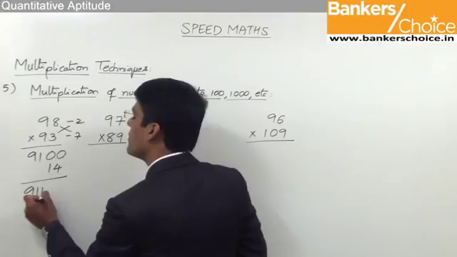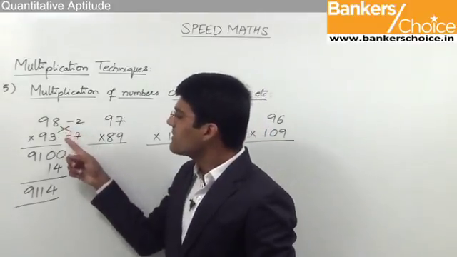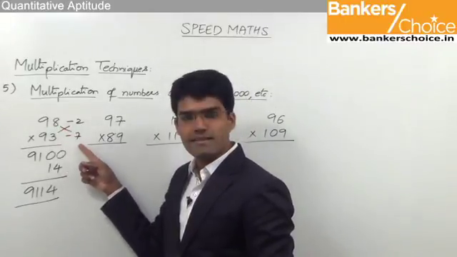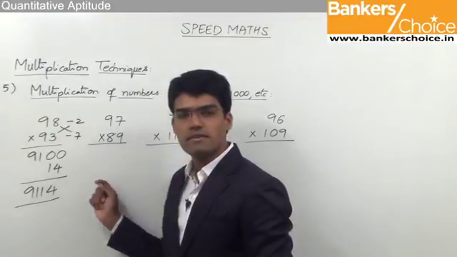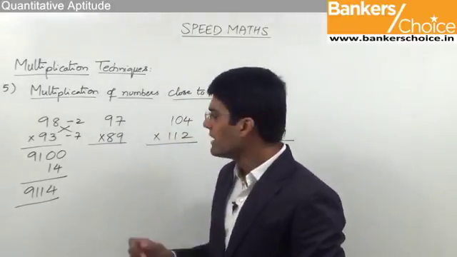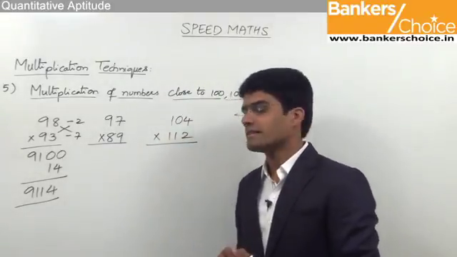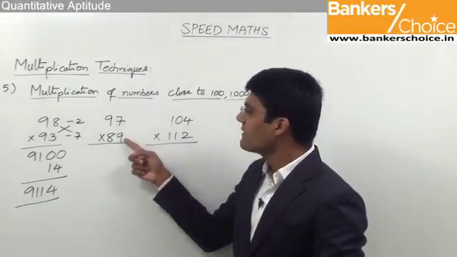What we need to do here is first take the distance of the given numbers from 100, then take the cross differences of the numbers with the distance, and then multiply these two numbers and add it to the previous result to get the final answer. Let us take few more examples to understand this. The next one here is 97 into 89.